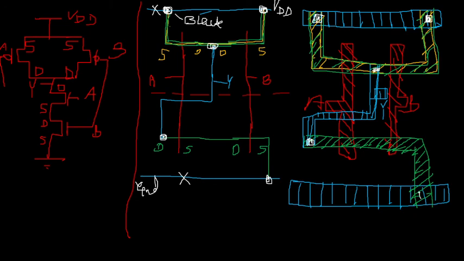So one here and one here, and now you will show the contact cut for the substrate connection also. So this is the contact cut for the substrate connection, and here anywhere you can show the contact cut for the substrate connection. So this is now your full layout of CMOS NAND gate 2 input.